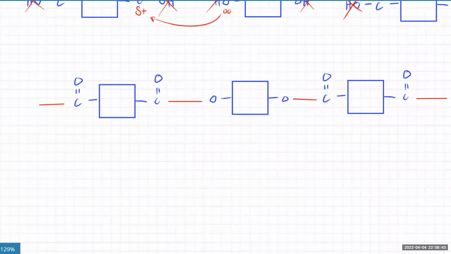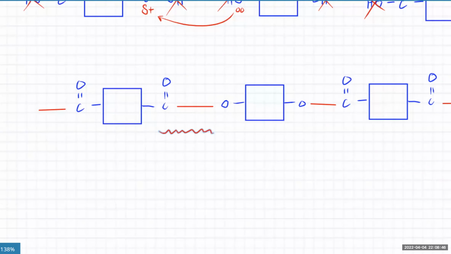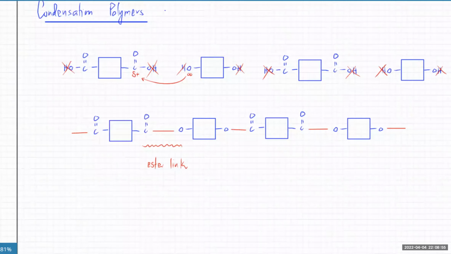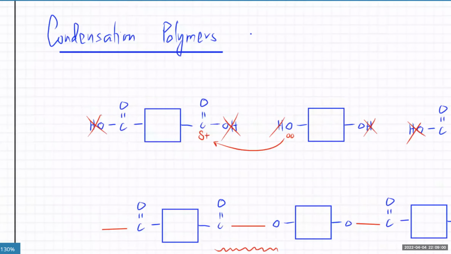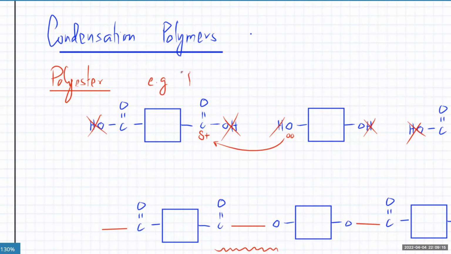This is an ester link. A lot of ester links are going to be produced in the middle, which is why it's going to be called a polyester. So that's the first one, the example of the first condensation polymer. That's your polyester, and the example of a polyester is Terylene. It's used in cloth, in fabrics.